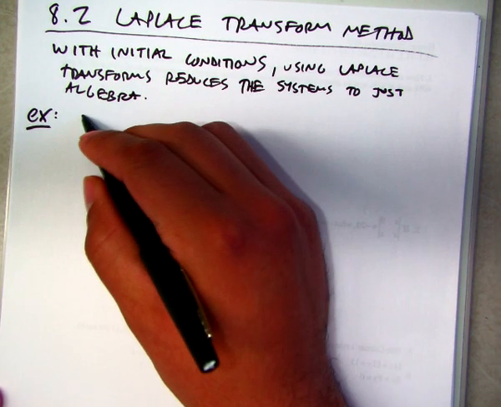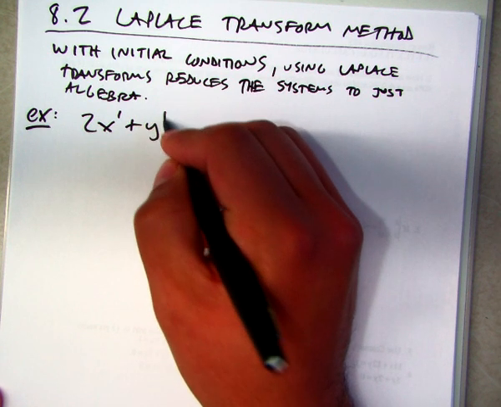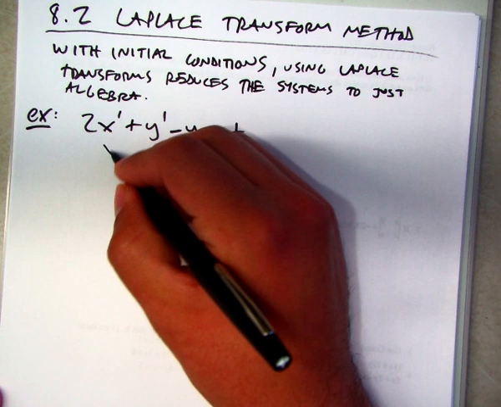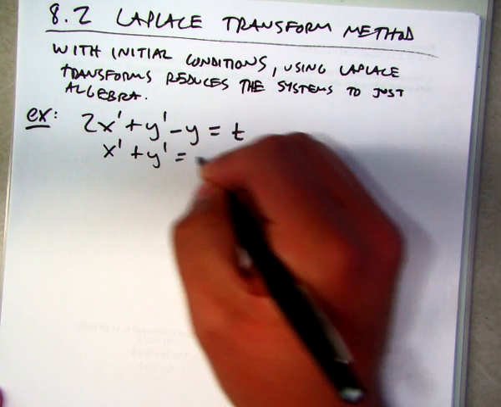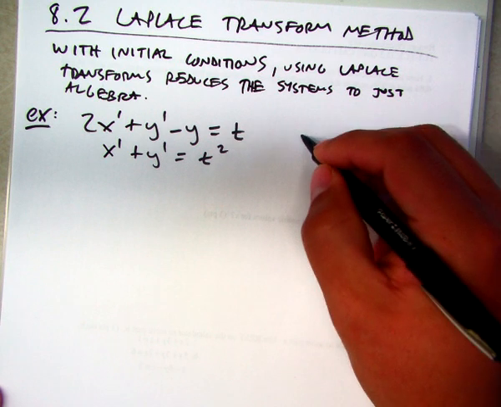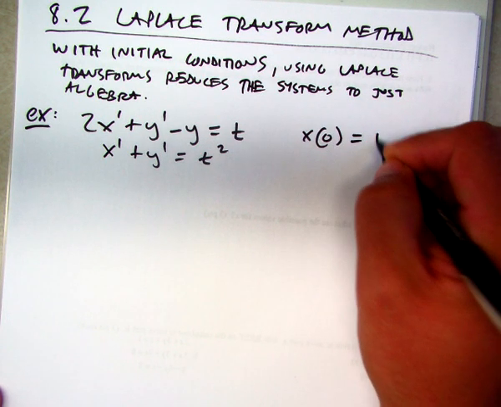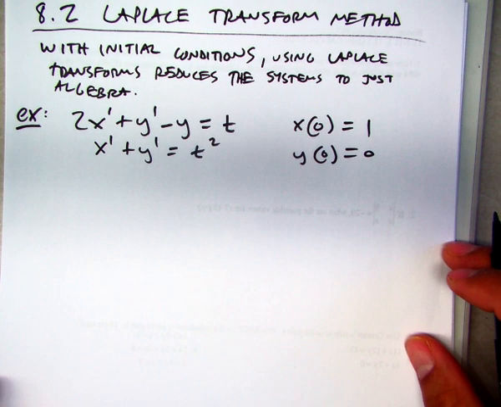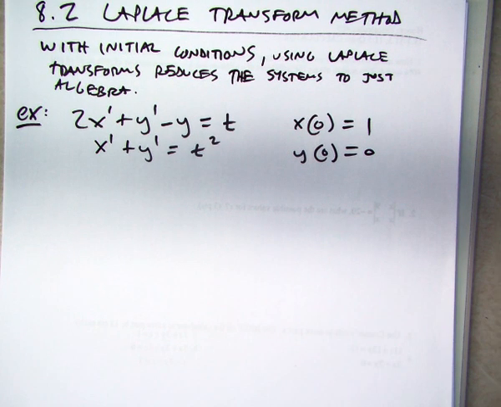Let's say we have 2x prime plus y prime minus y equals t. x prime plus y prime equals t squared. And the conditions are that x of 0 is 1 and y of 0 is 0. When we were doing Laplace transforms last unit, I think our first step was just to take the Laplace transform of the entire thing and plug everything in, right?